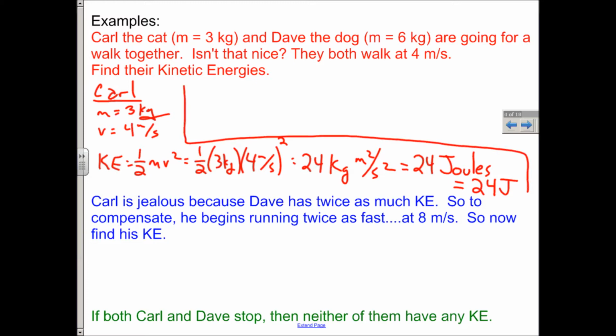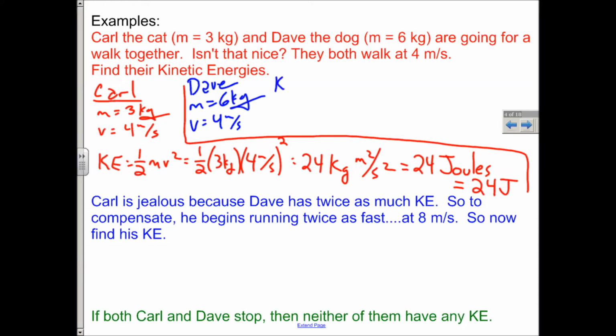All right, so now we're going to do the same thing for Dave. Let's find Dave's kinetic energy. See if I can squeeze this in here. I didn't leave myself much space on this. So let's see. Dave has a mass of 6 kilograms. He's got twice as much mass, but his velocity is the same. Remember we said more mass means more kinetic energy. Here we can calculate it and make sure that it works.